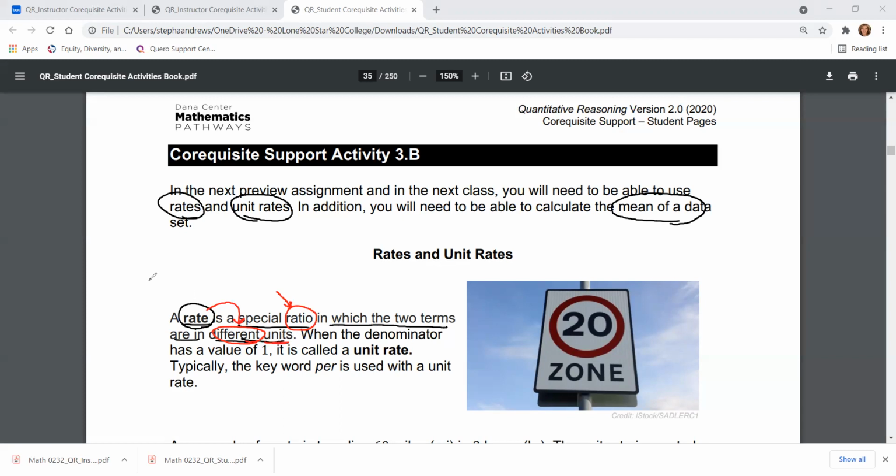And I'll keep reading. My brain goes straight to miles per hour. So it's written as a ratio and it has different units. We have miles in the numerator and hours in the denominator, but the lesson says when the denominator has a value of 1, then it is called a unit rate. So we're going to be calculating something for just 1 unit. Typically the keyword per is used, like when we say miles per hour, miles per gallon. So whatever you need to do to underline, highlight, get these pieces to make sense to you, go ahead and make that notation.